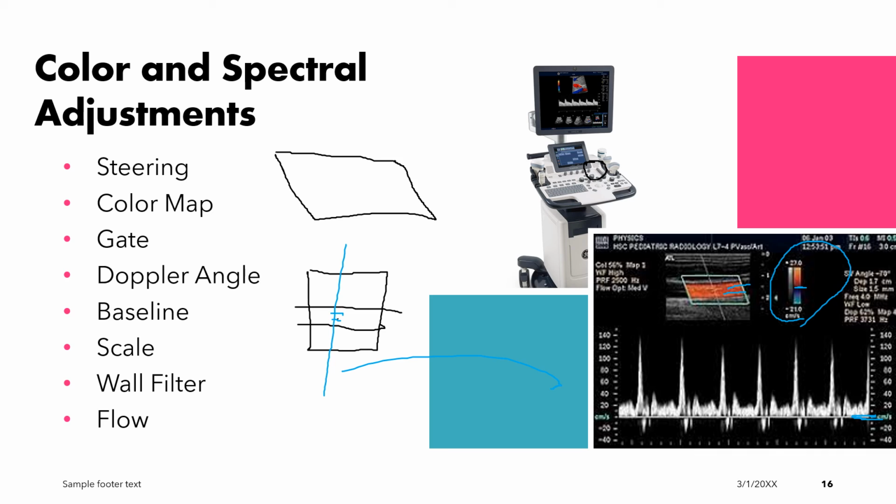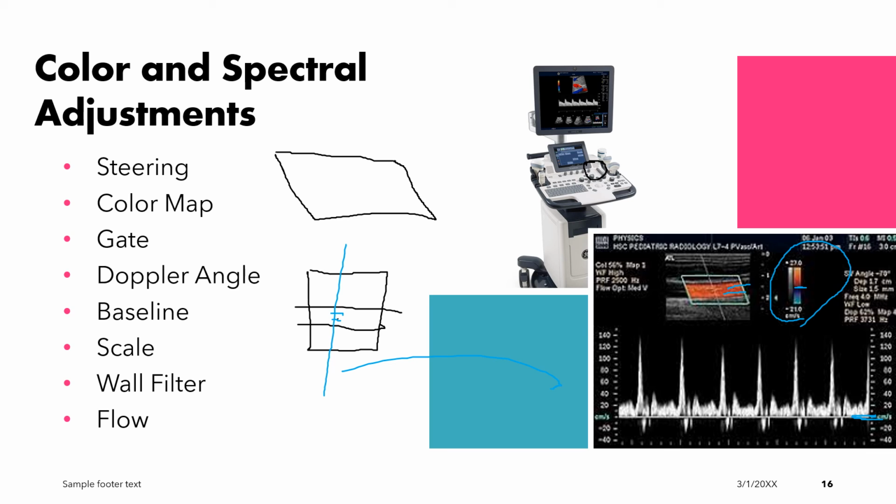If I didn't have enough velocities to demonstrate, if my scale over here was too low and I wanted to increase my scale so that I would have higher velocities appear on my spectral Doppler, I could adjust that and increase that scale. That was what we have next on the line here.